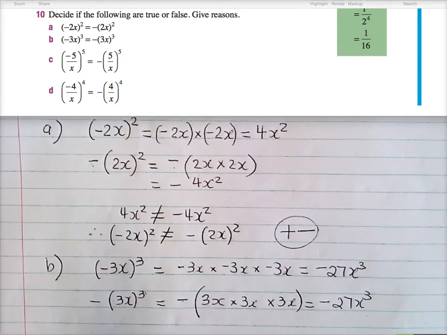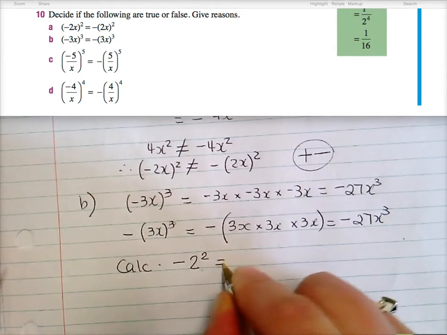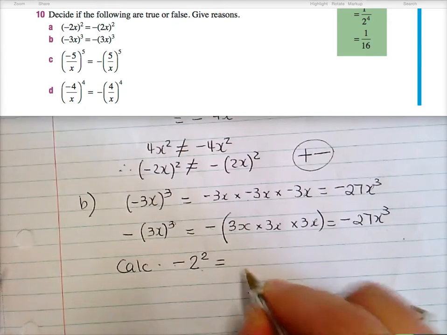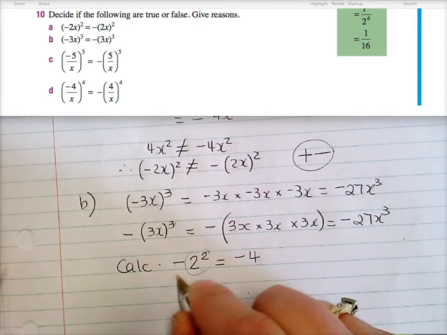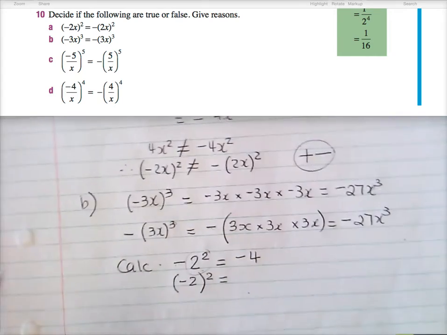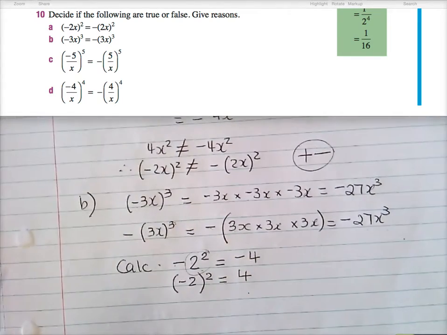All right. Calculator: if you just press -2 and then press the x squared button, your calculator will only square the 2 but not the negative. So you'll get -4. However, if you put the -2 in brackets and then square it, it will know to do -2 times -2, which is +4.